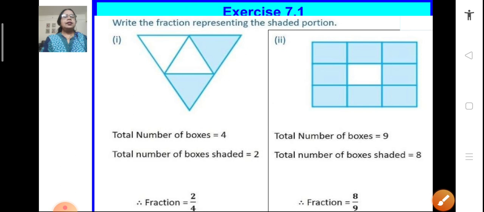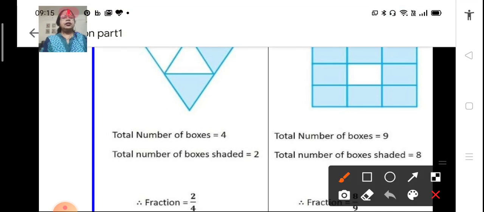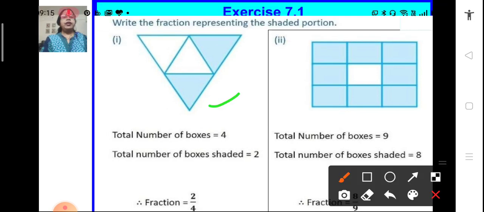Now let's start solving the problems of exercise 7.1. Write the fraction representing the shaded portion. Here in the first figure we have total number of boxes 4. And how many boxes are shaded? 2. So what is the fraction? It is 2 upon 4, or it can be taken as 1 upon 2.